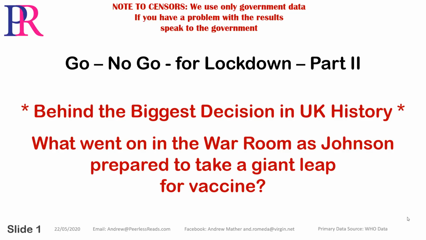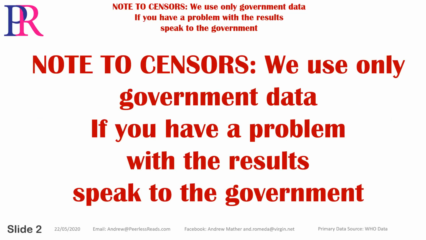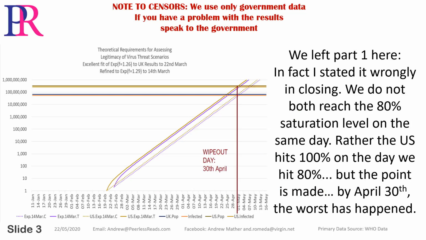Go, no go for Lockdown Part 2. Behind the biggest decision in UK history. What went on in the war room as Johnson prepared to take a giant leap for vaccine. Note to censors: we use only government data. If you have a problem with the results, speak to the government.